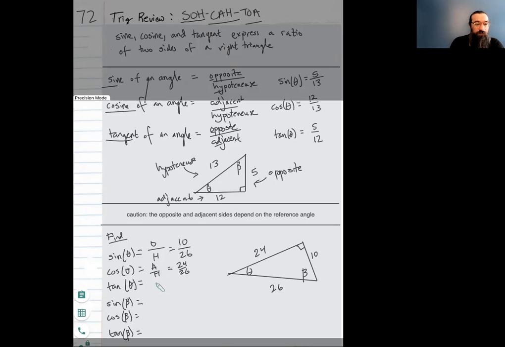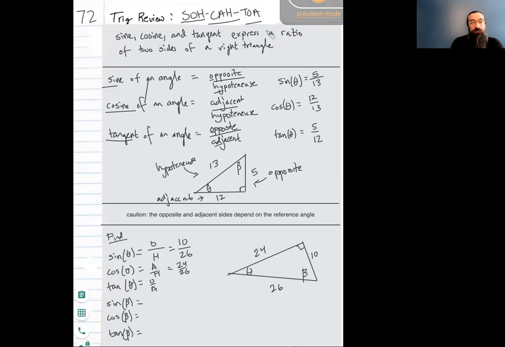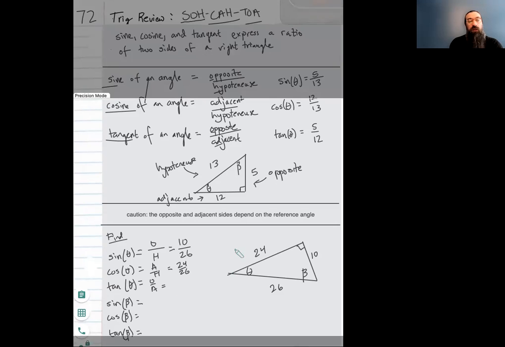And then tangent is going to be the opposite over the adjacent. Remember, all that comes from this little way to remember it. And what's the opposite? Again, the opposite is this one. The adjacent is that one. And so it's going to be 10 over 24. So that's for theta. We just figured that out. What about for beta?